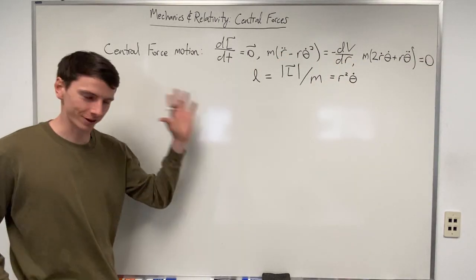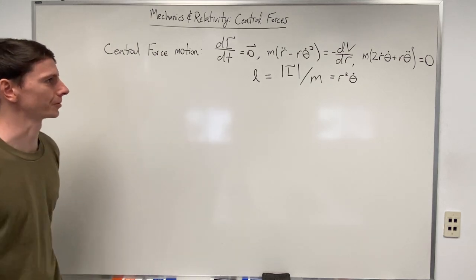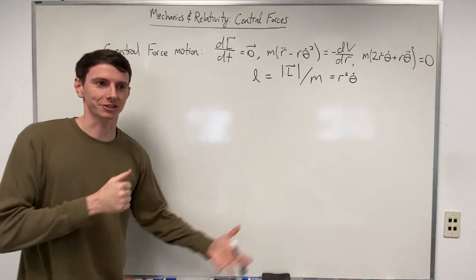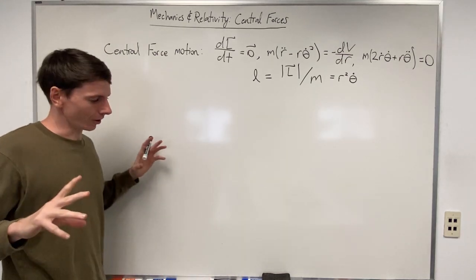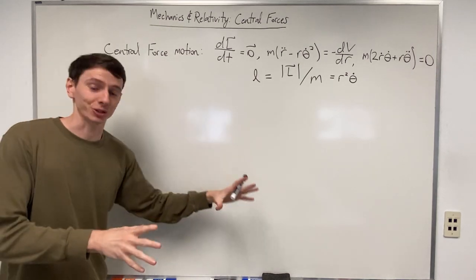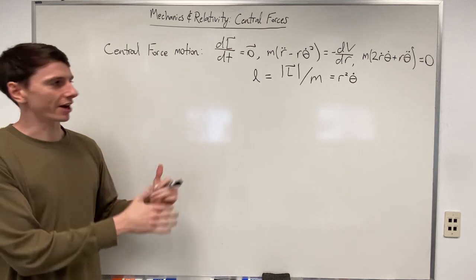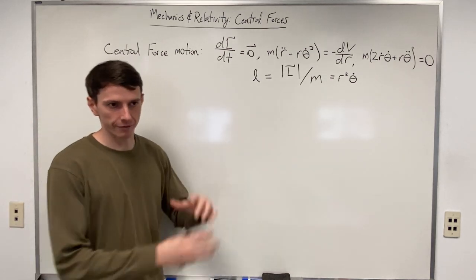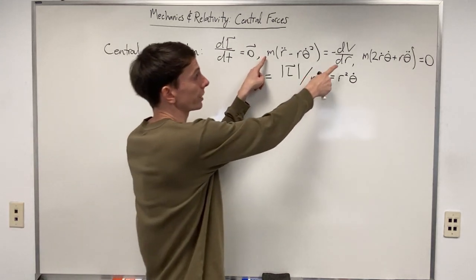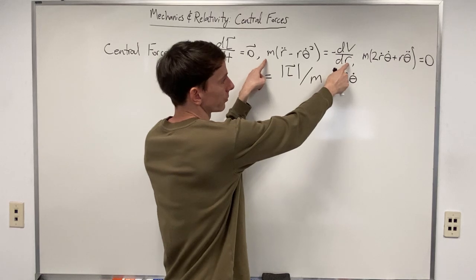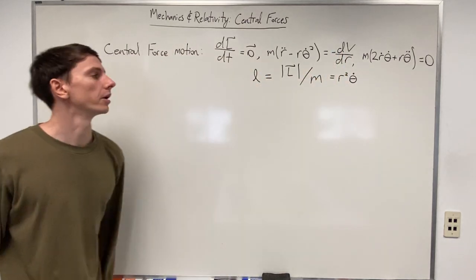Okay, so to finish out the video, and I think this will be kind of cool, we're going to connect some dots together and see how all of this math is going to eventually turn into something that we've kind of seen before. Okay? But to do that, we're going to need to look at the one equation that we haven't done a whole lot with, which is the radial equation of motion that we derived from Newton's second law, right?